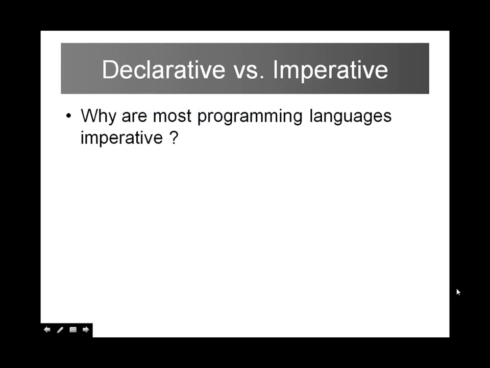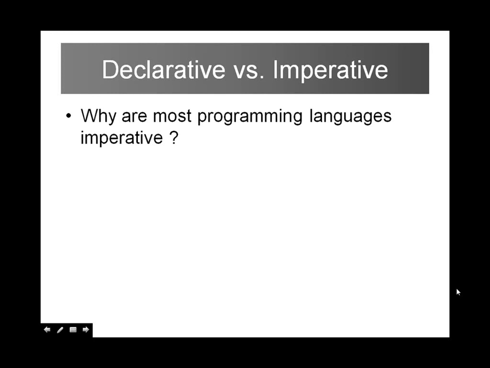Before we get into the concepts of the paradigm itself, let's just understand the space of declarative versus imperative programming languages. If you notice, most of our programming languages are imperative. When I say imperative, what it means is you are explicitly specifying every single step of the computation that needs to be performed in order to achieve the results. And the machine simply follows those instructions.